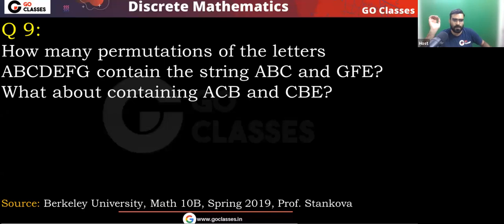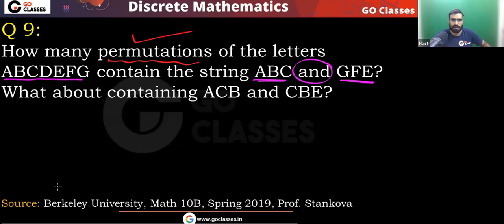Now let's see this one. What about this question? How many permutations are there of these letters which contain ABC and which also contain GFE? Okay, so this is the question. So tell me the answer.